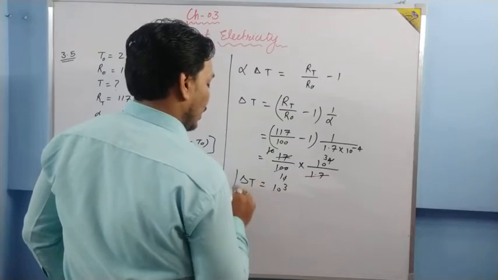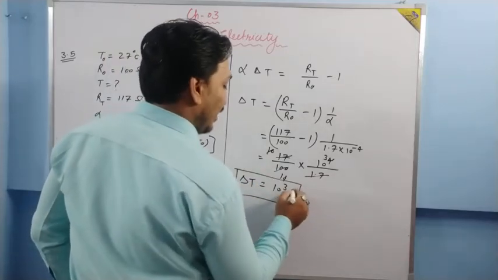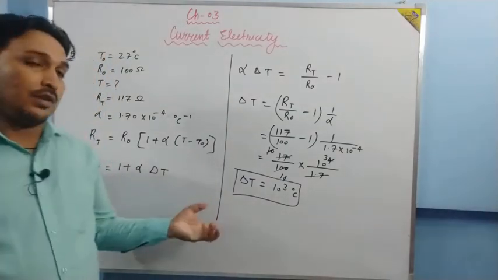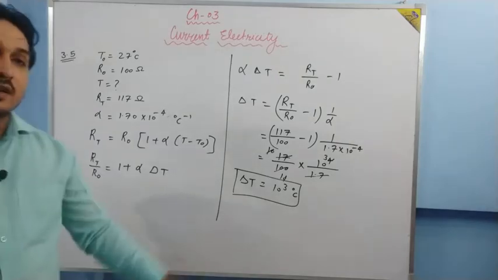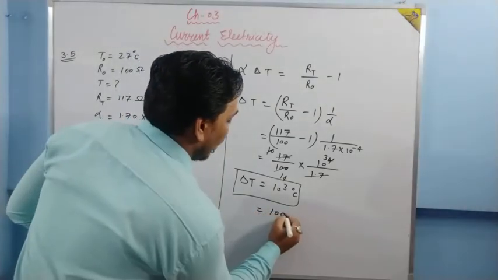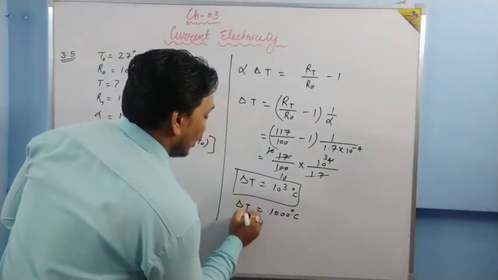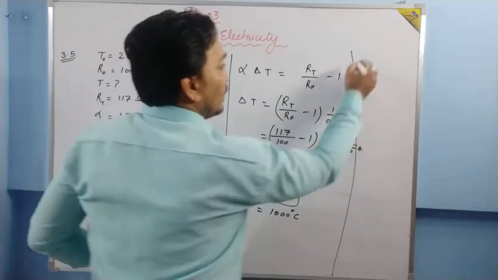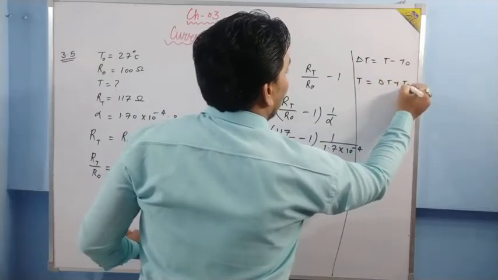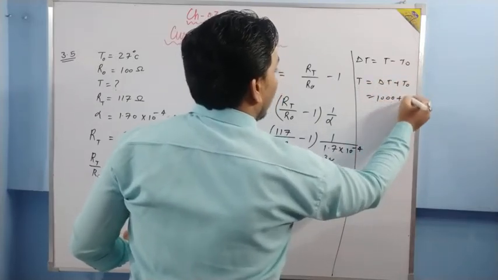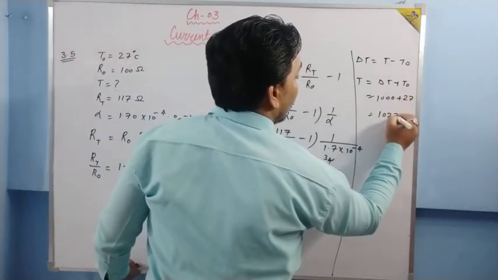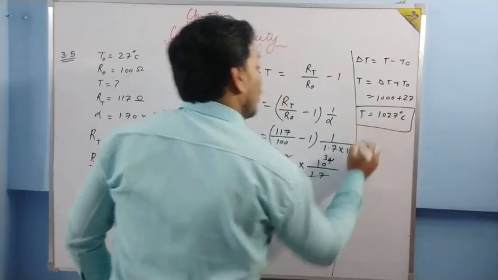10 to the power 3 is what? Your temperature difference. It could be in Kelvin, it could be in degree Celsius also. Because when we talk about temperature difference, it does not matter whether you take it in Kelvins or in degree Celsius. The temperature difference is 10 to the power 3, that is 1000 degrees Celsius. This is your delta T. Now what we have defined? We have said that delta T is equal to T minus T0. So T will be equal to delta T plus T0. Delta T is 1000 and T0 is 27. So we are going to have 1027 degrees Celsius. This is the solution.